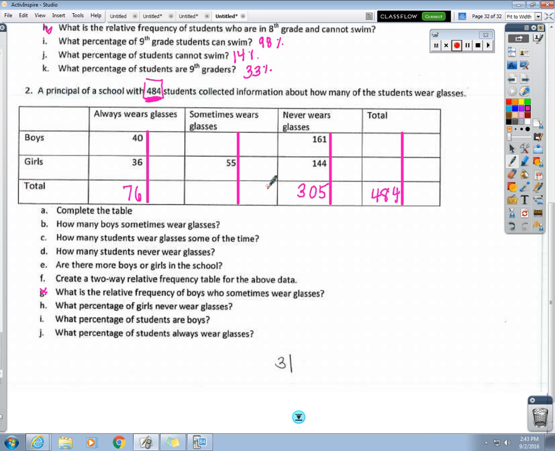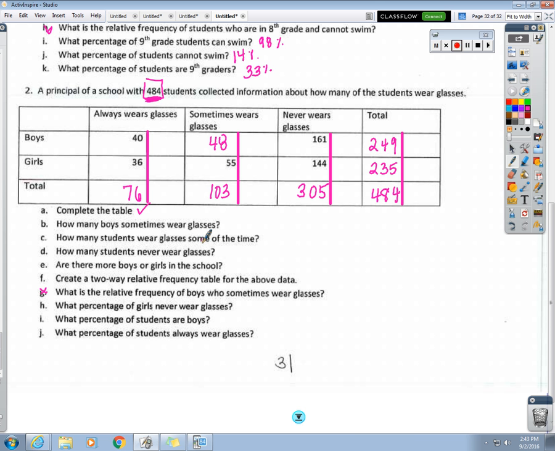How many girls were surveyed total? 235. So, subtracted from 484, it means there's how many boys? Right. Well, if there's 249 total boys, we can now figure out how many of them sometimes wear glasses. And now that we have that, we can figure out the total of boys and girls who sometimes wear glasses. Right.